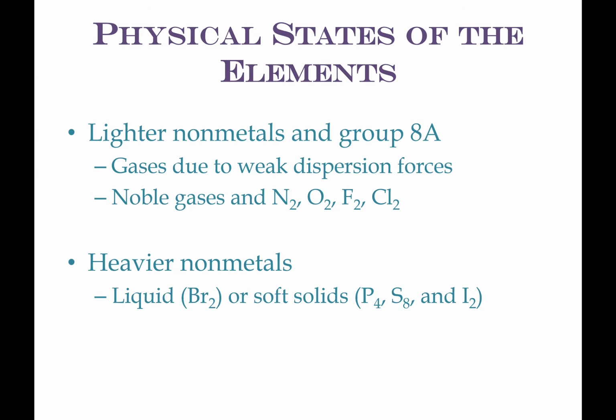Now our heavier nonmetals: bromine is a liquid at room temperature. Also, iodine is a solid at room temperature. But we have soft solids like P4. We've mentioned that it's four phosphorus bonded together. S8, we also have Se8, I2. These are going to be solids at room temperature. Some of them are soft solids, but they are still solids at room temperature. And that's due to the amount of intermolecular forces that are present.